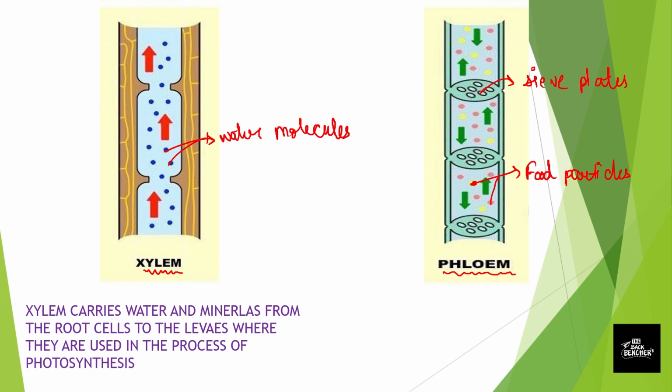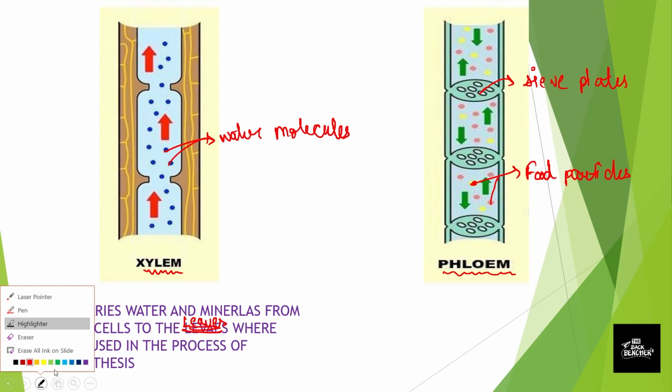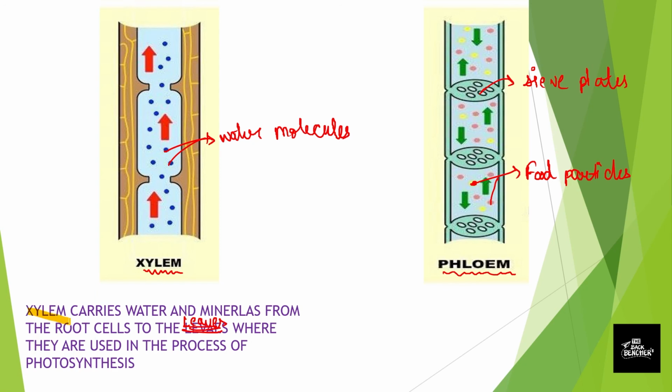Xylem carries water and minerals from the root cells to the leaves, where they are used in the process of photosynthesis. Okay, here's a spelling mistake, this was supposed to be leaves. Very important point, I'll highlight that for you all. Xylem carries water and minerals from the root cells to the leaves, where they are used in the process of photosynthesis.